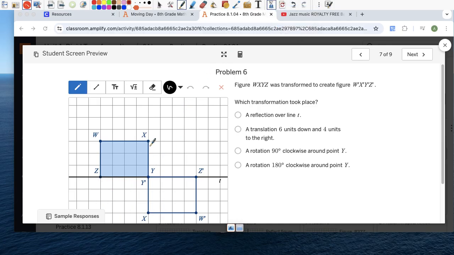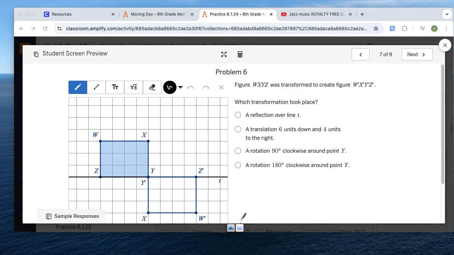A translation of 6 units down and 4 units to the right. Well, let's take x. Did they go 6 down and 4 to the right? Well, 1, 2, 3, 4, 5, 6, yes. And then did it go 4 right? 1, 2, 3, 4. Now, x only went 6 down. Did it go right 4? No, it didn't. So that's incorrect.